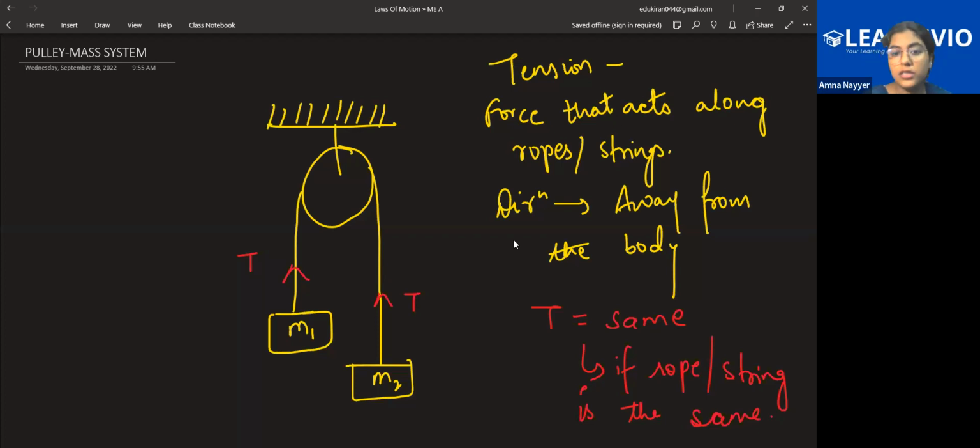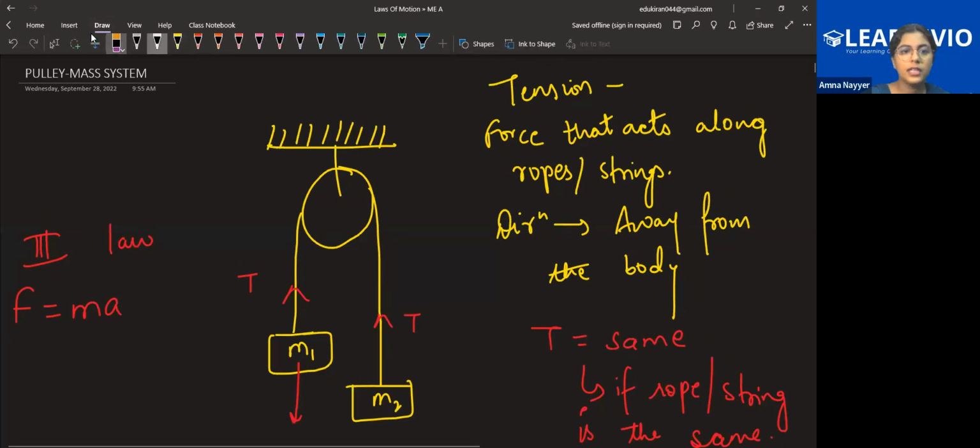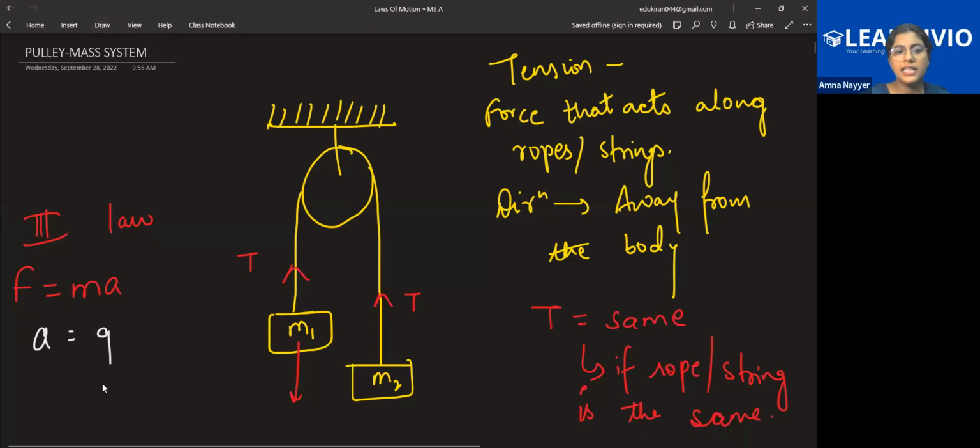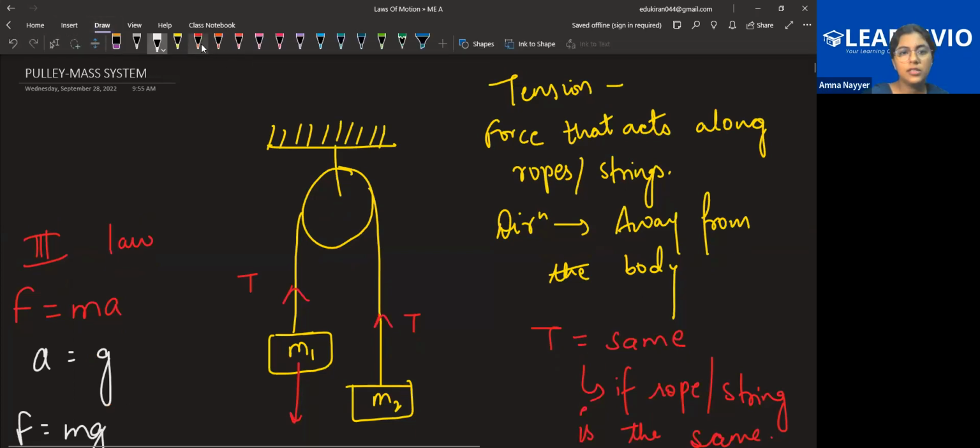Now, one more force, which is the gravitational force. Gravitational force always acts downwards. You know F is equal to ma through Newton's law, which we have studied. Here our acceleration is the acceleration due to gravity, because this is the pulling of Earth. So F is equal to mg. This becomes the formula.